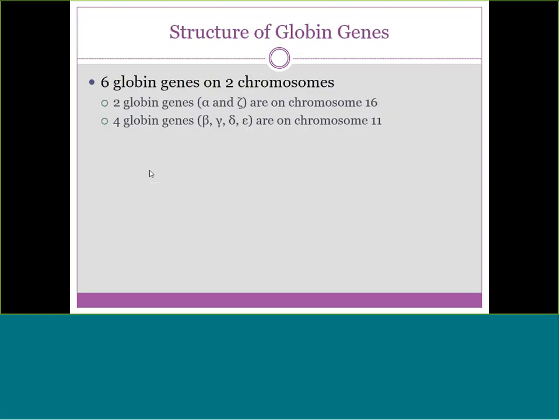All right, so overall, there are 6 globin genes on 2 different chromosomes, chromosomes 16 and 11, that are responsible for how your globin chains are being made. Something in these genes has probably been mutated to get a structural defect.